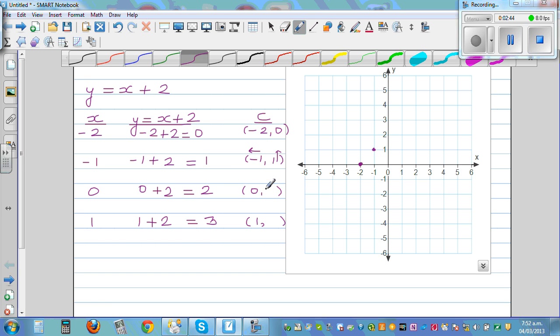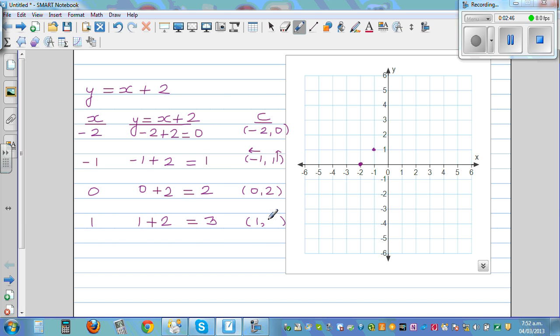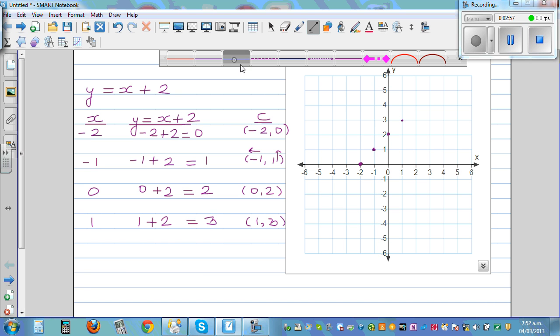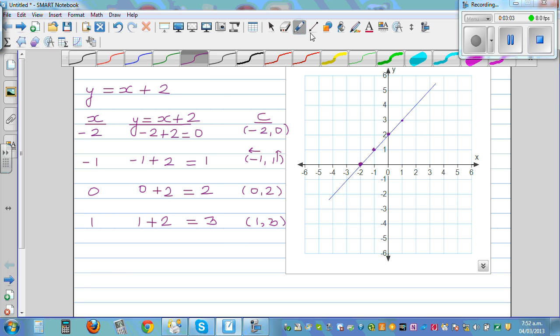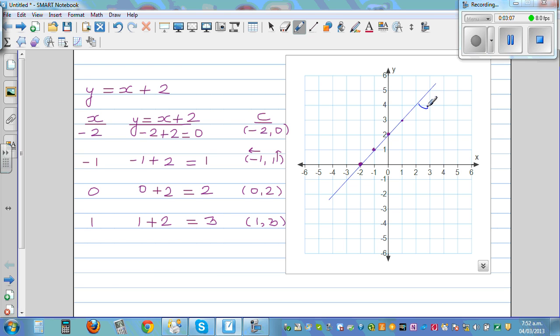So if it's 0, it's 2, when it's 1, it is 3. So 0 comma 2 is this point, and 1 comma 3 is this point. And if you join these points, it'll be a straight line. So this is an easy way of graphing it. There's nothing wrong in this. But now we want to be smarter. How can we do this? The equation of this line is y is equal to x plus 2.